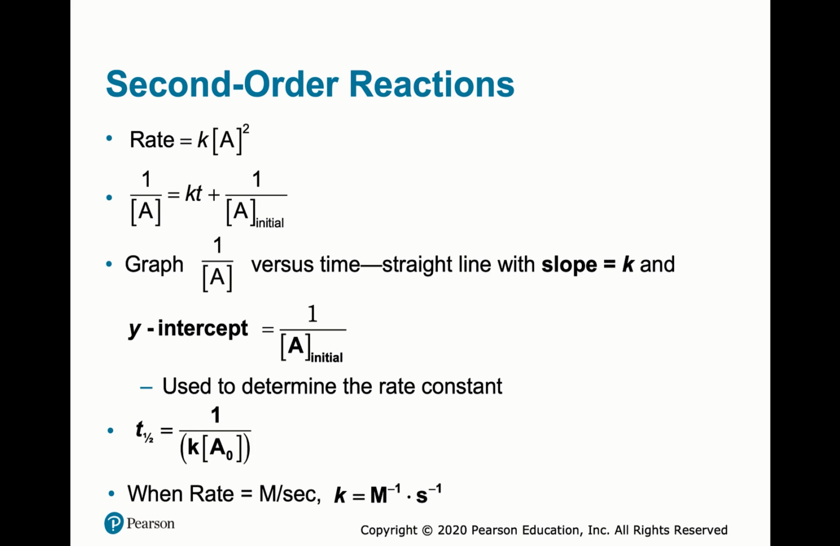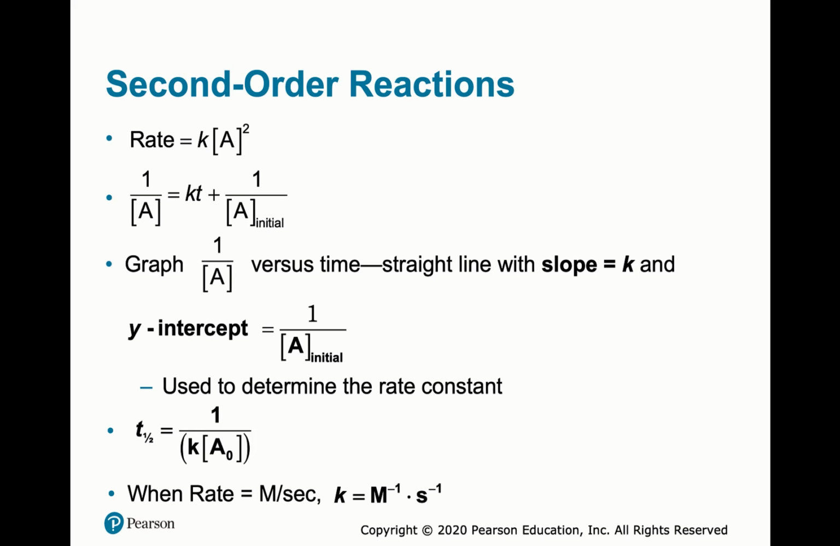So second order reactions, similar to first order, except you have the inverse of concentration equals positive kT plus 1 divided by the initial concentration. And why is this positive? Because the integral of 1 over x squared dx is minus inverse x, for your calculus folks. So that's the reason why it's positive.